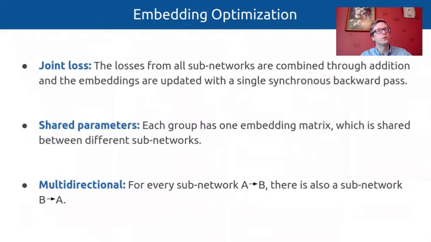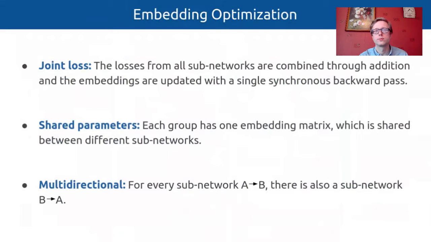There are a few more important properties that we integrate into our model. The first of these is the joint loss. We take the losses from each of the individual subnetworks and we add them together to get the final overall loss. So the final model is optimized with a single synchronous backward pass over all the subnetworks.